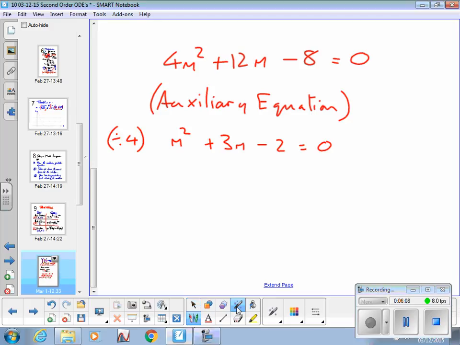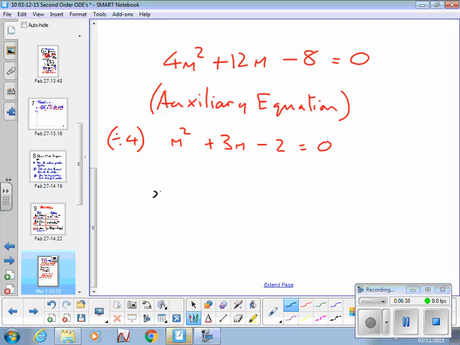I always look and say, are there two numbers that add together to give 3 and multiply together to give minus 2? Add together to give 3 and multiply together to give minus 2. So there isn't an obvious one. Let's use the quadratic formula.